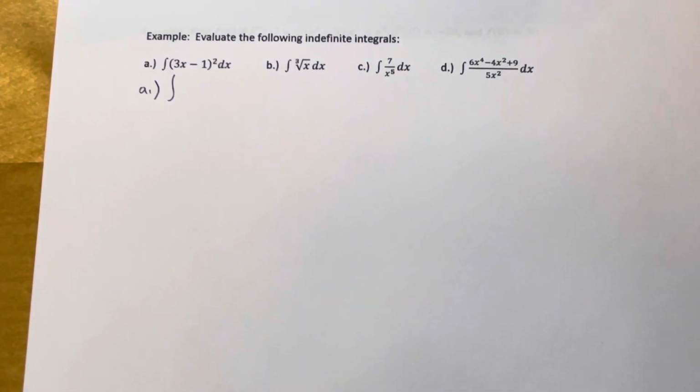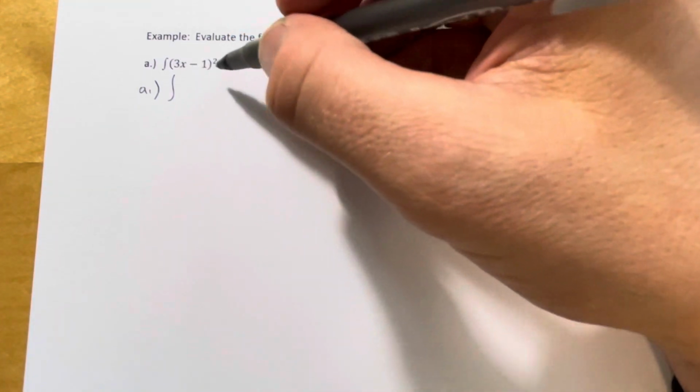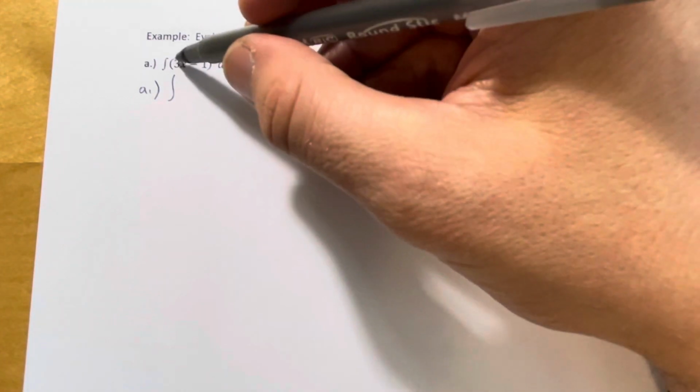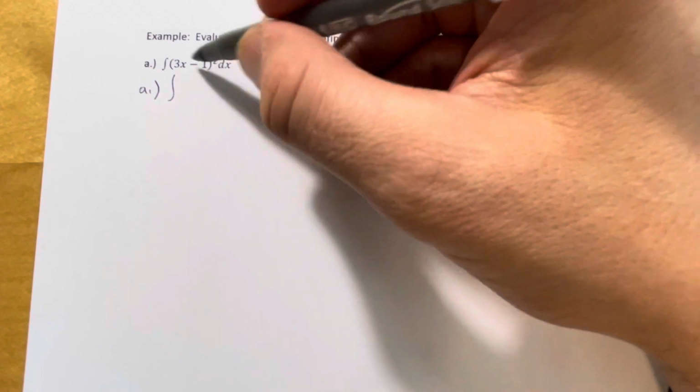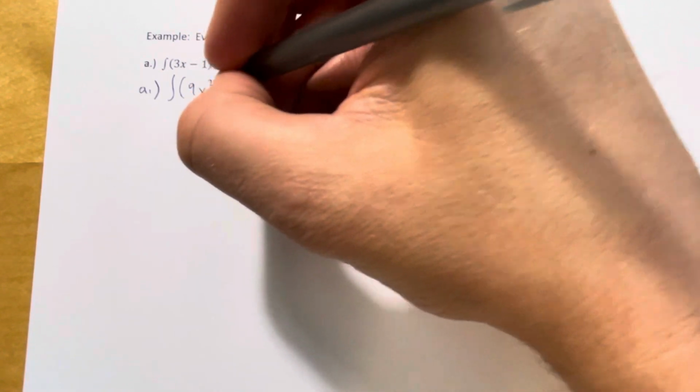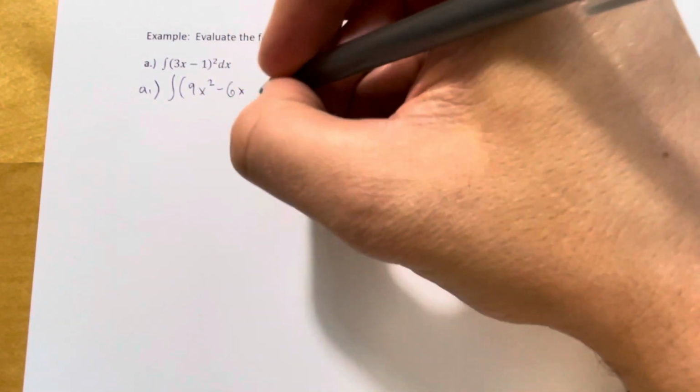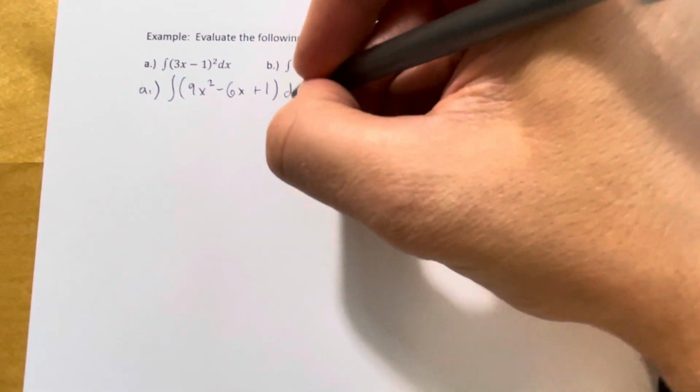But this is an antiderivative, and we haven't talked about what the antiderivative version of the chain rule would be. Now, there is a thing that's kind of like the chain rule in reverse, and we are going to talk about it, but we're just not there yet. So at this point, we need to approach this in a different way. And the most straightforward way would be to actually square this out. Expand it. So if I square 3x minus 1, that's 9x squared minus 6x plus 1.